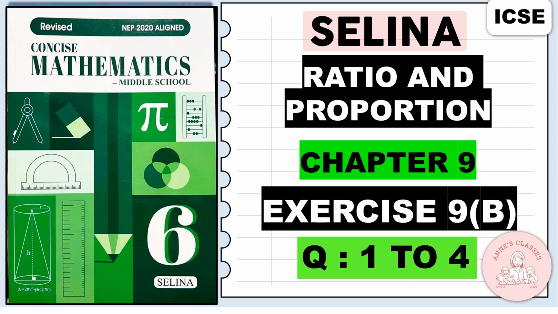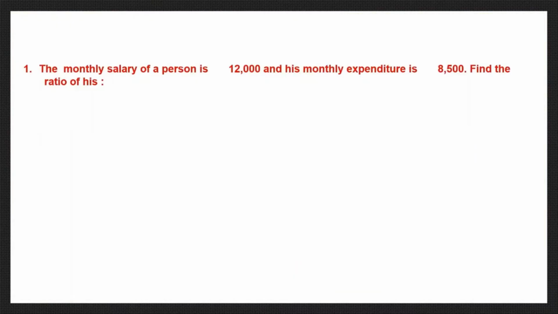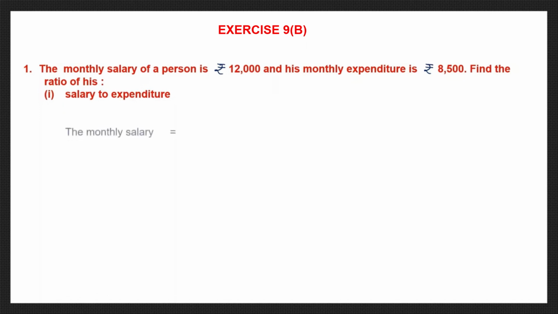Let's do ratio and proportion, chapter 9, exercise 9b. The monthly salary of a person is 12,000 and his monthly expenditure is 8,500. Okay, so they're saying this is what he earns. 12,000 is what he earns. Out of that, he spends 8,500. We need to find the ratio of his salary to his expenditure. So let's start.